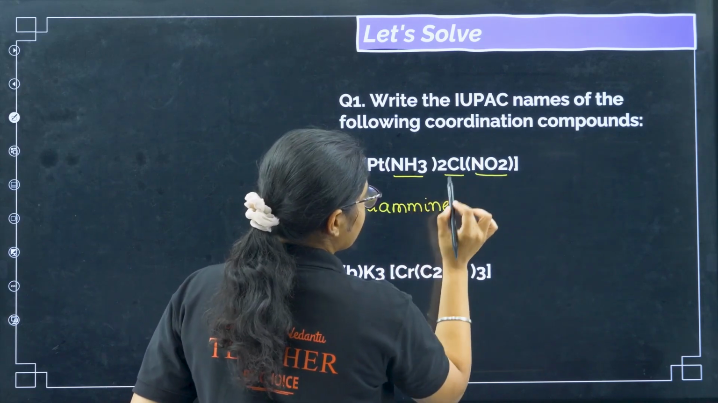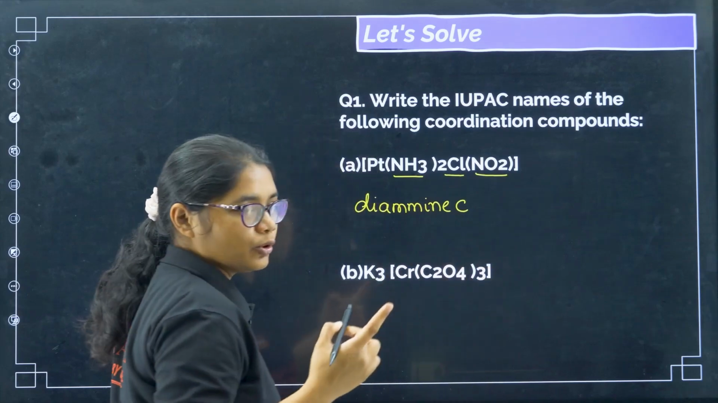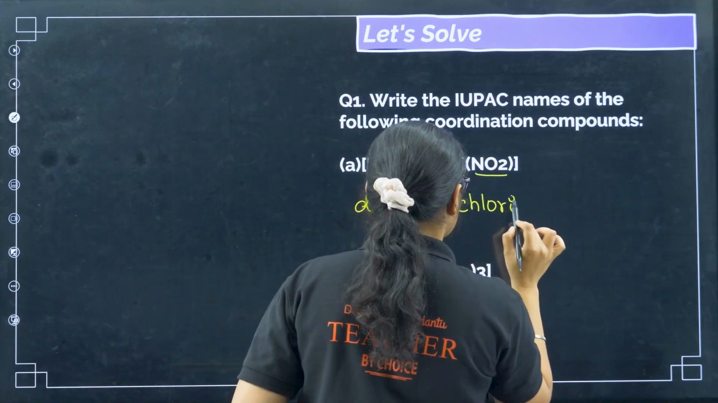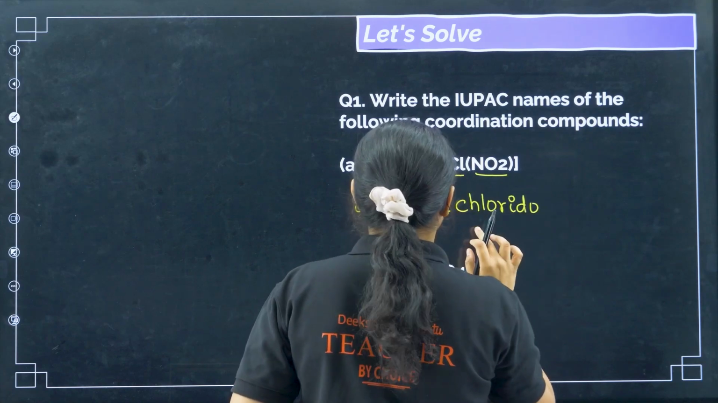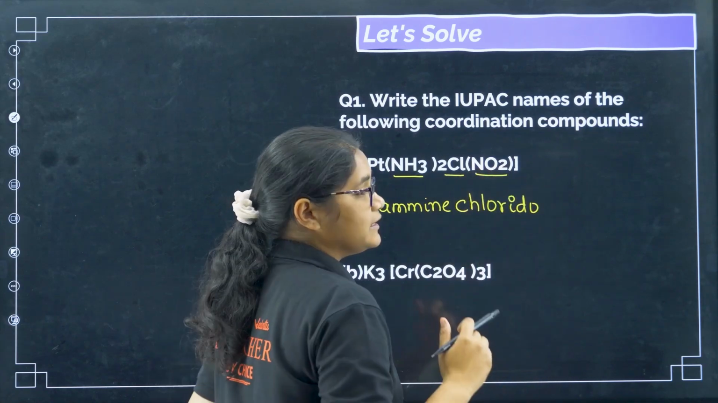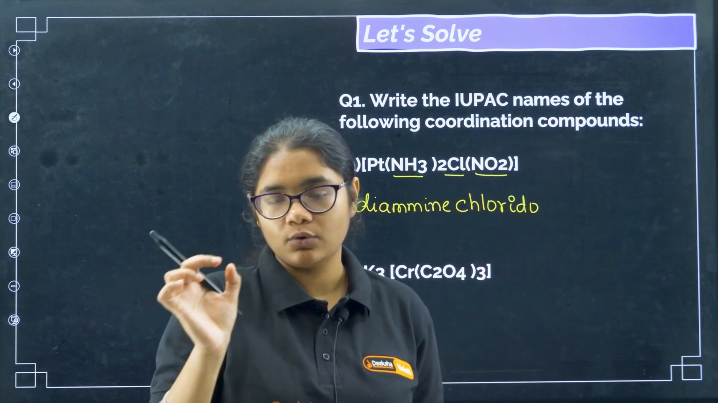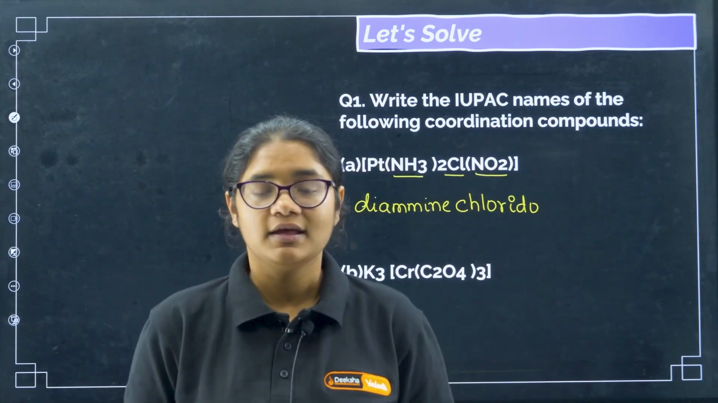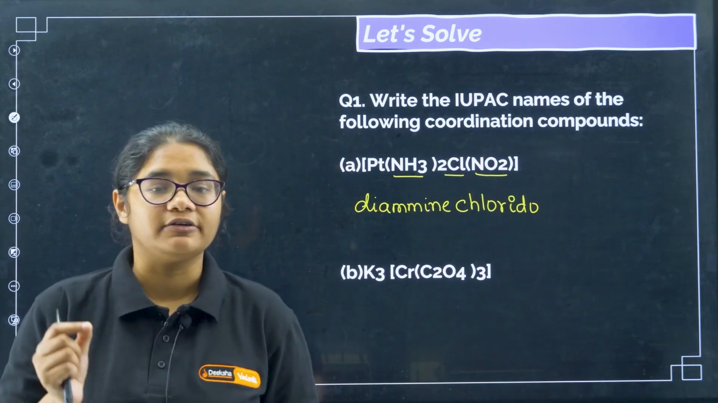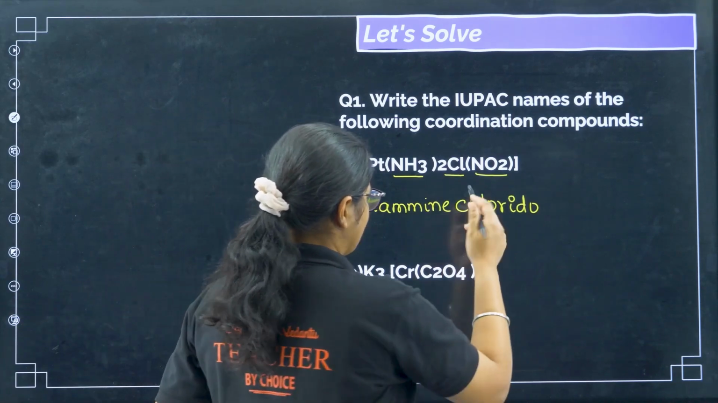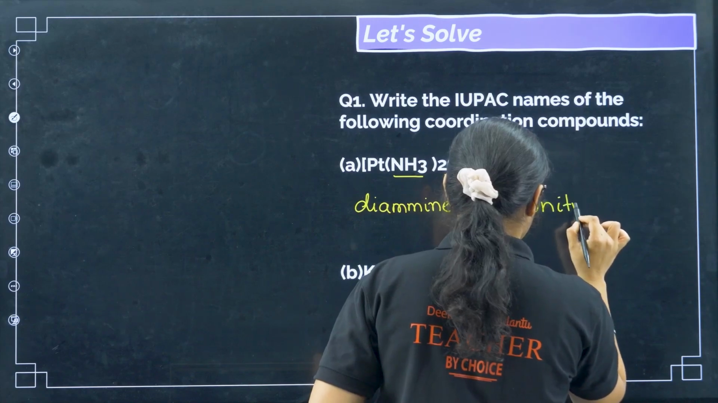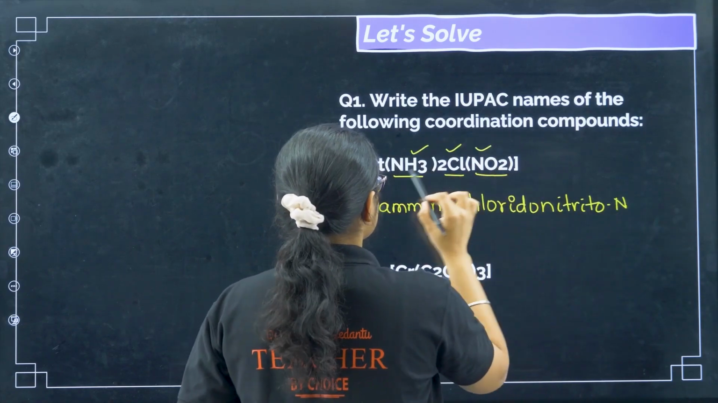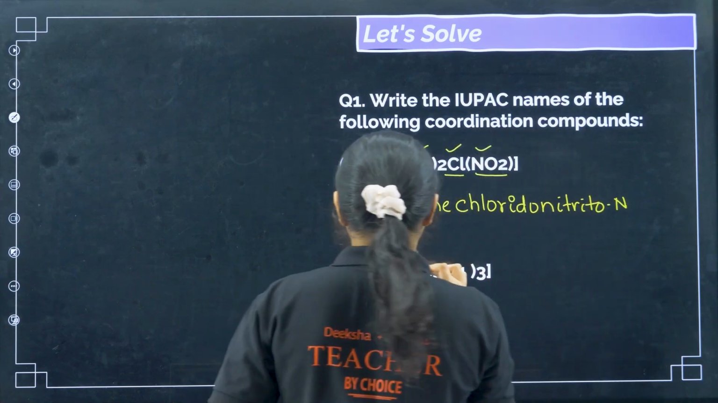Next I have chlorine. For chlorine you can write chloro or chlorido, both are correct. I will write, for example, chlorido. Diamine chlorido. Here NO2 group is nitrito N. If it is NO2 and nitrogen is forming the bond, then it is nitrito N, and if oxygen is forming the bond, it is nitrito O. So I will write here nitrito N. Okay, I have written all the 3 ligands, then I will write the metal, and the metal name is platinum.